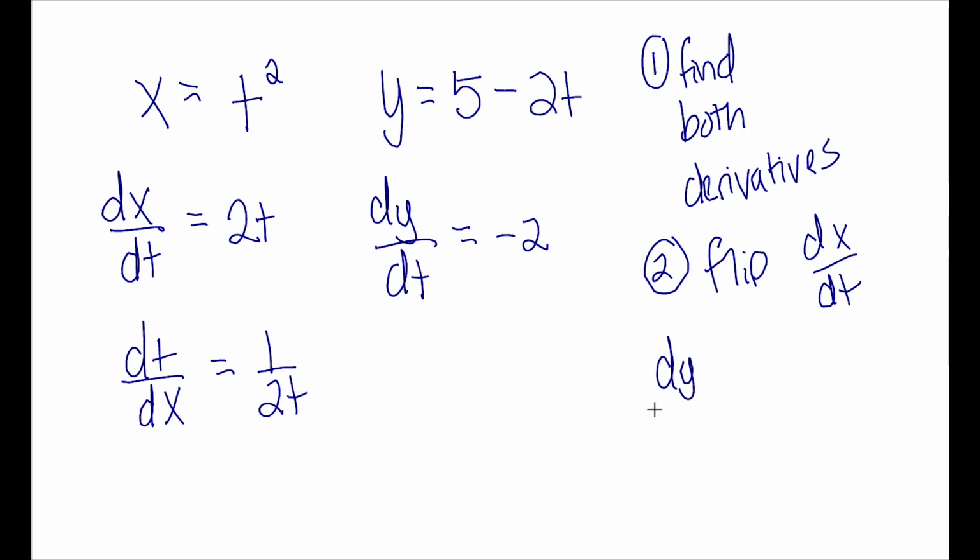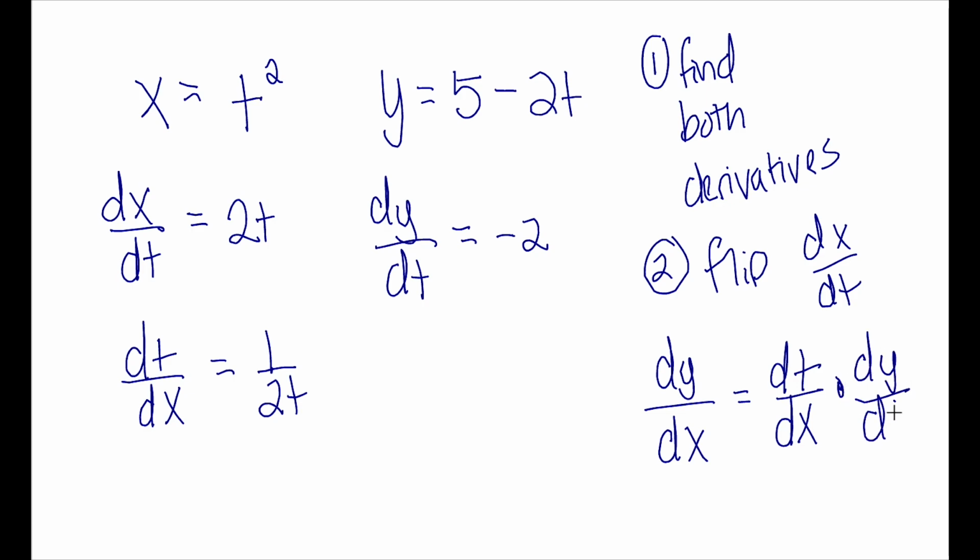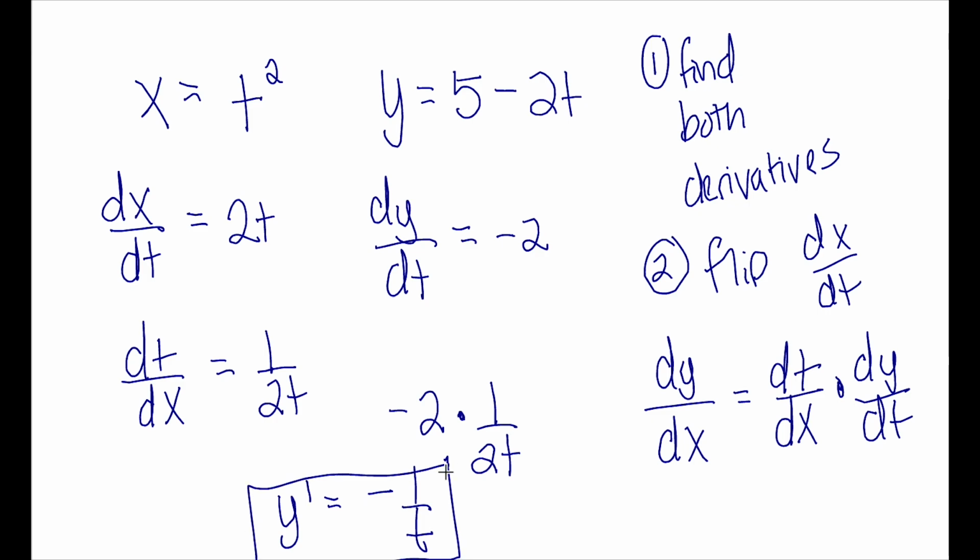To find the derivative of y in terms of x, we multiply the derivative of t over x times the derivative of y over t. So take both derivatives, flip the x, and then multiply. Negative 2 times 1 over 2t, and therefore my derivative is negative 1 over t.